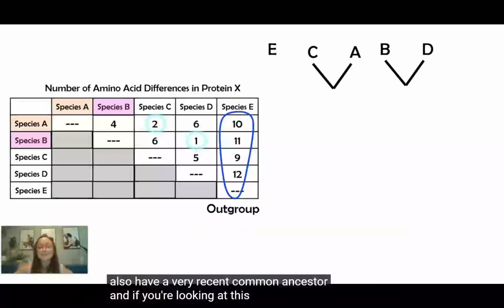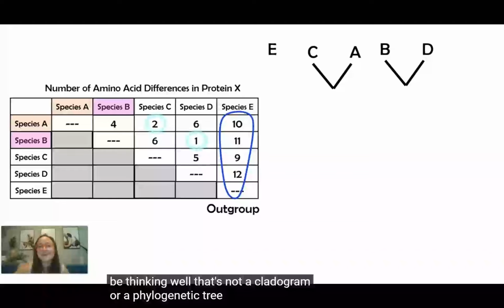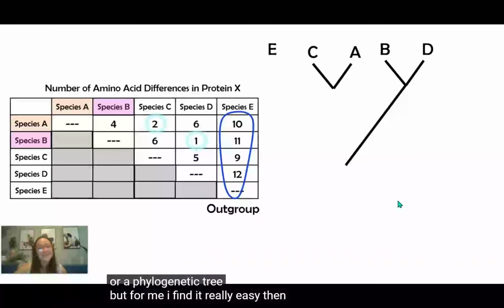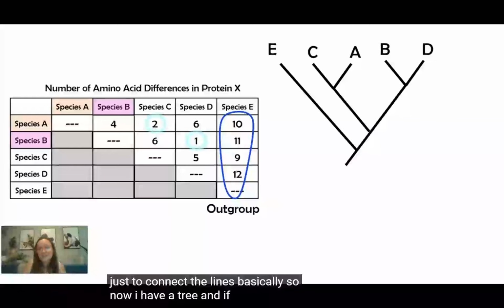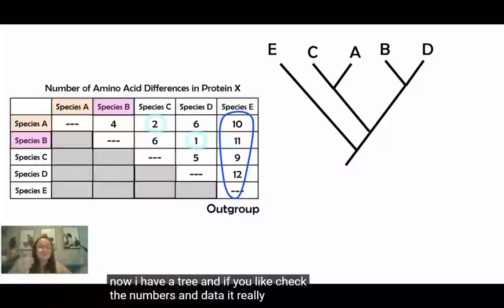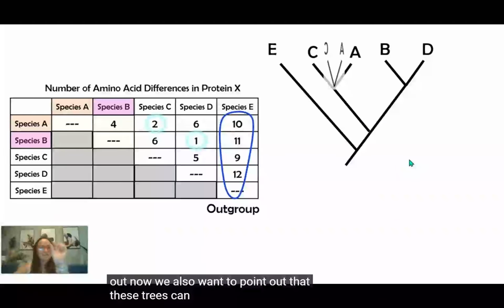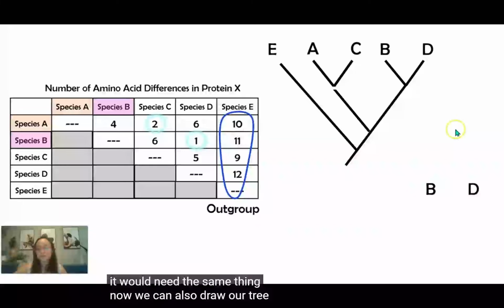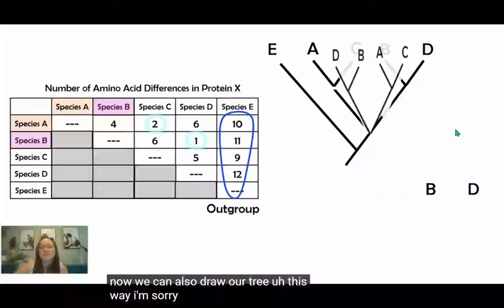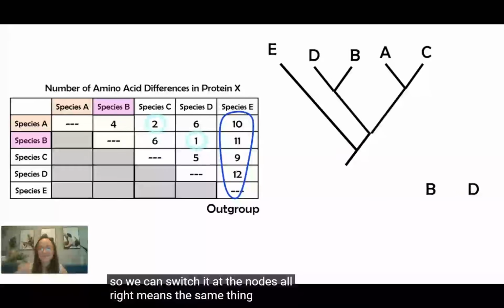And if you're looking at this, you might be thinking, well, that's not a cladogram or a phylogenetic tree. Well, for me, I find it really easy then just to connect the lines, basically. So now I have a tree, and if you check the numbers and data, it really does work out. Now, we also want to point out that these trees can be switched at the nodes. It would mean the same thing. Now, we can also draw our tree this way. Oh, I'm sorry. So we can switch it at the nodes. All right, means the same thing.